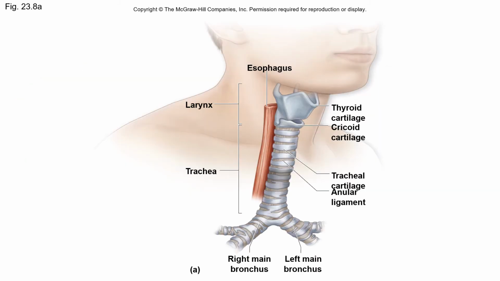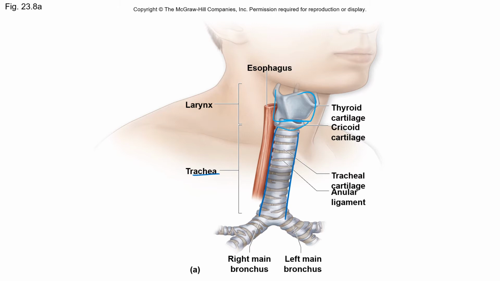Okay. The larynx connects to the trachea, which is a long tube. It's about 2.5 centimeters wide, so about 1 inch wide.